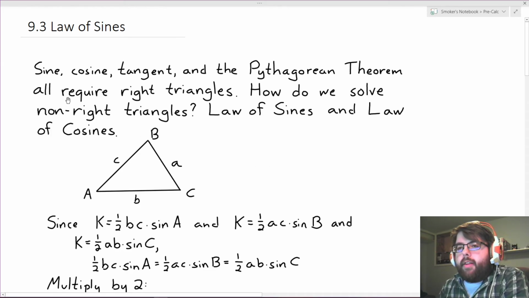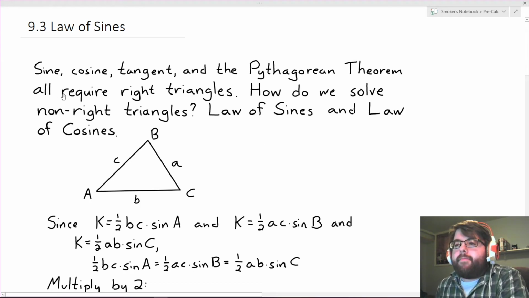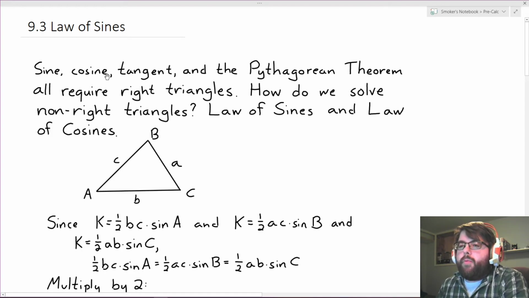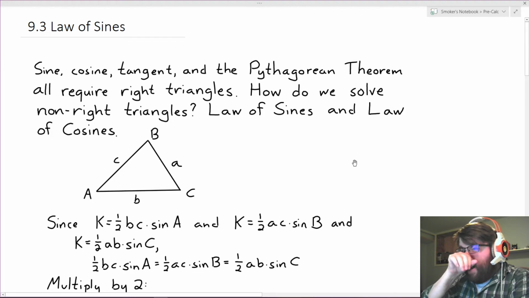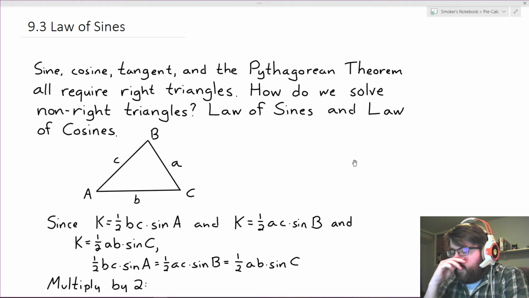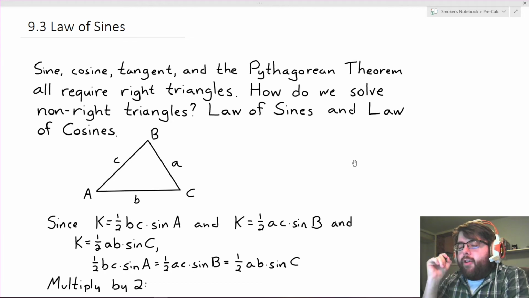So let's begin. Law of sines. We have two things to do, law of sines and law of cosines, and then we're actually done for the year. How exciting. The problem that we face when we solve triangles is that sine, cosine, tangent, Pythagorean theorem, all of those require you to use right triangles. None of those work outside of a right triangle, and a right triangle is a very specific type of triangle, a triangle with a right angle. So we are going to look into how we can solve triangles even if they're not right triangles.